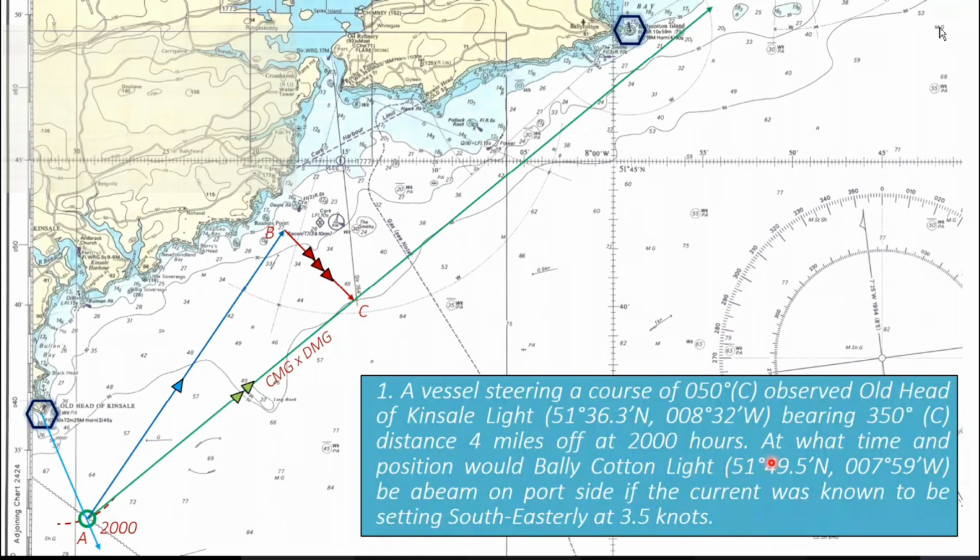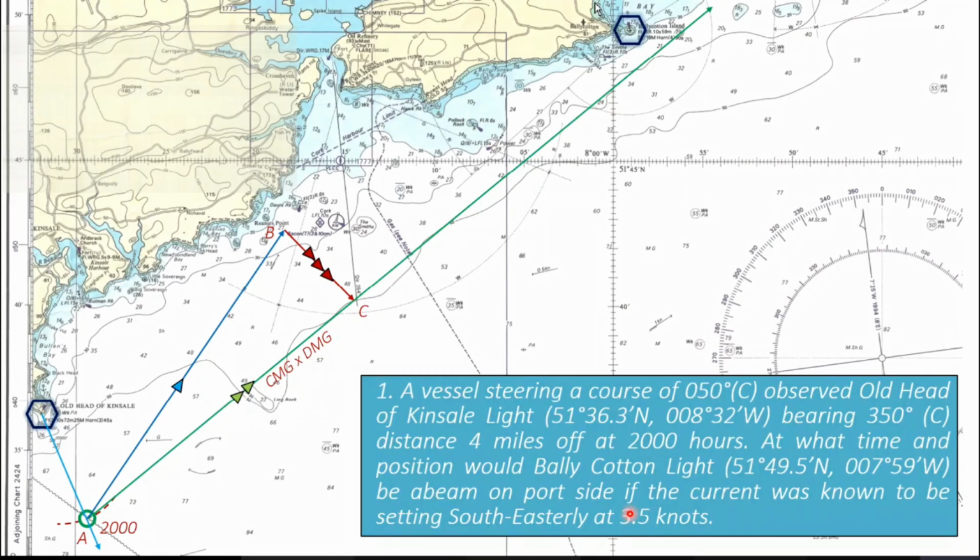Okay, so now the next thing which the question asks us is, at what time and position would Belly Cotton light be abeam on the port side? Now here one important thing which we need to be clear in our mind is that a beam bearing is always calculated or found with reference to our course steered. So whatever course we are steering, plus 90 degrees or minus 90 degrees gives us the beam bearing.